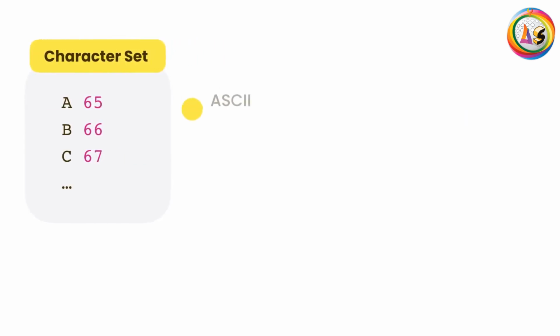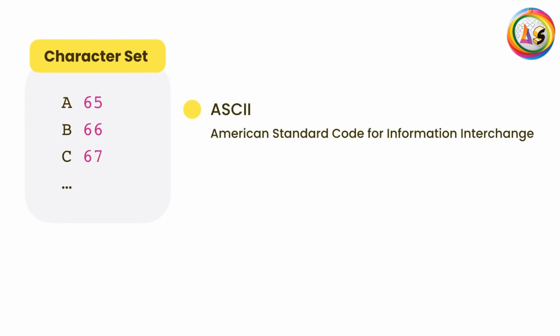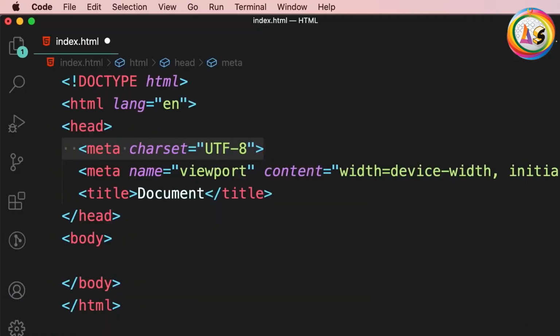The first character set that was designed was the ASCII character set, which is short for American Standard Code for Information Interchange. ASCII can only represent the characters in the English language, so it's very limited. So different character sets have been created to represent more characters in international languages. The character set that we use most of the time these days is UTF-8, which can represent almost all characters in the world. So back to our code. With this meta element, we're defining the character set used in this HTML document.